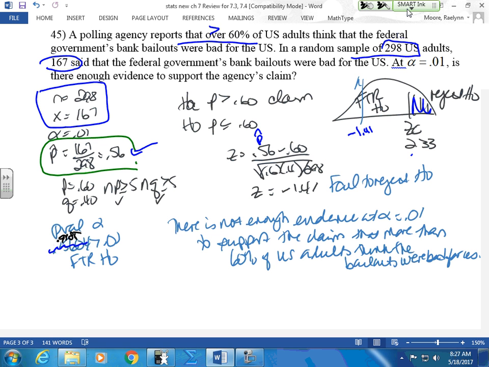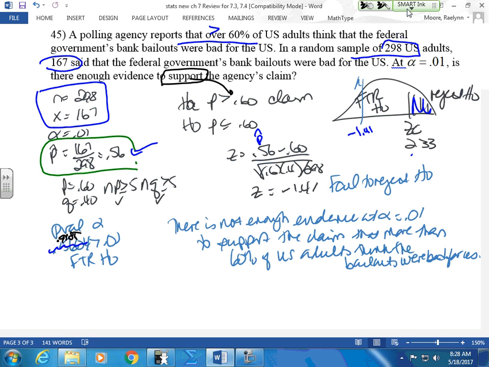Now, when you fail to reject H0, that means you can't support this claim. Again, the word support meant that we had an HA claim. There's not enough evidence at a level of significance of 0.01 to support the claim that more than 60% of U.S. adults felt that the bailouts were harmful, bad for the U.S. Okay? Are we good with this?